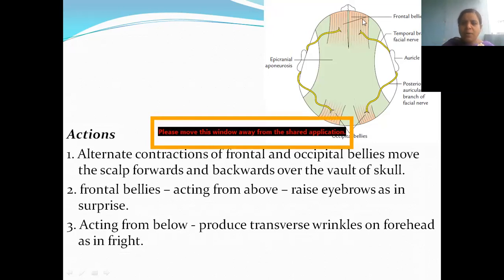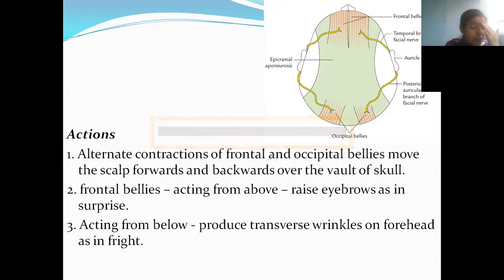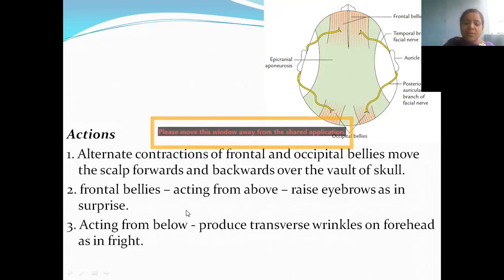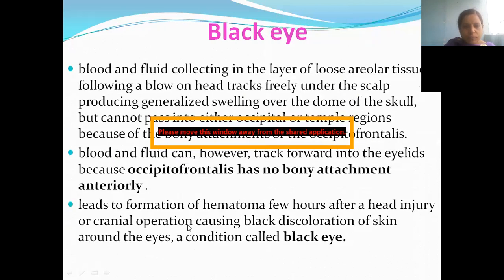Now what will these muscles do? Alternate contraction of frontal and occipital bellies moves the scalp forwards and backwards. That means you are able to do frowning movements. You find certain horizontal lines developing. When you say, I don't know, or something, we generally do certain facial expressions. When the muscle is contracting from above, it raises eyebrows as in surprise. When it is acting from below, it produces transverse wrinkles on the forehead as in fright. Okay, so this I will show you.